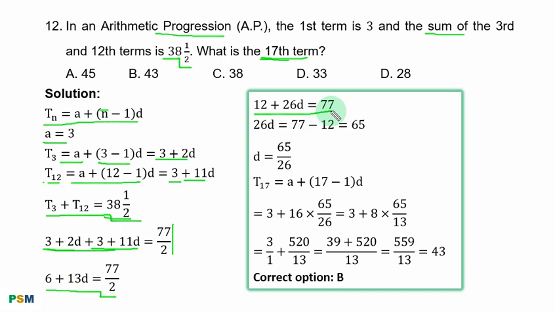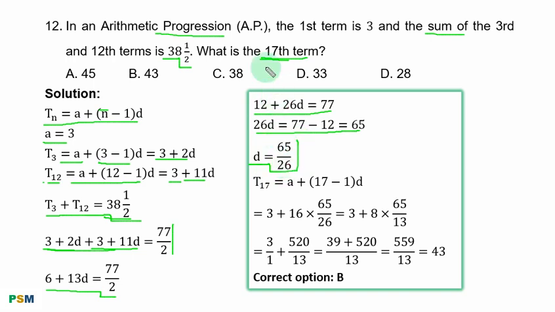Collect like terms. You transfer plus 12 to the right hand side, you have it in this form. So 26D is equal to 65. Divide both sides by 26 and you have the common difference as 65 over 26.